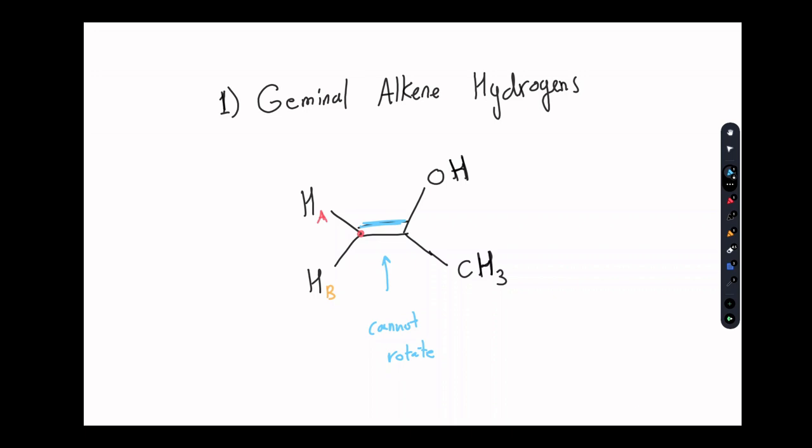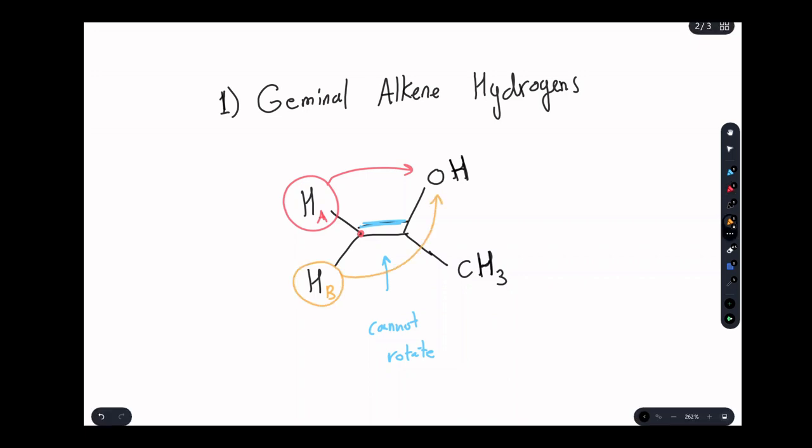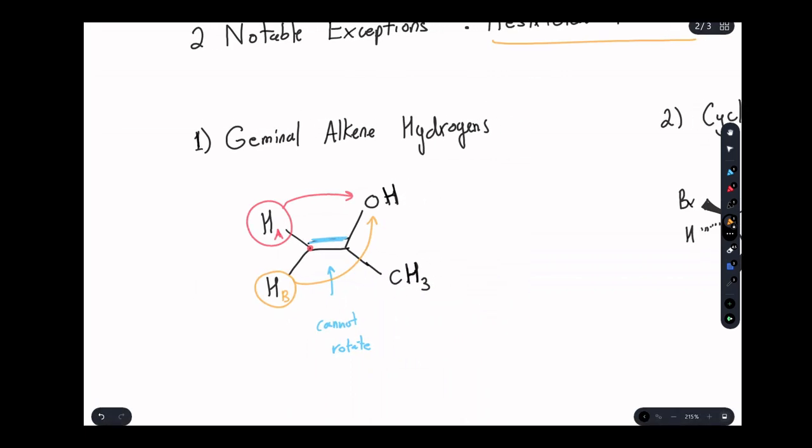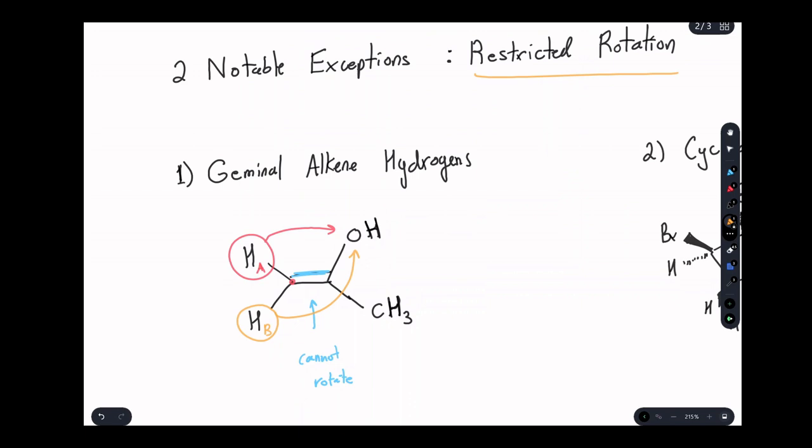With that in mind, notice that HA has a cis relationship to an oxygen, the hydroxyl group, where HB has a trans relationship to it. Well, not entirely different. It's different enough that these are going to appear as different signals on the NMR spectrum, and they're going to lead to some complexity, as you'll see later in this section. So that's one example of how restricted rotation can lead to two hydrogens being different while sharing the same carbon.